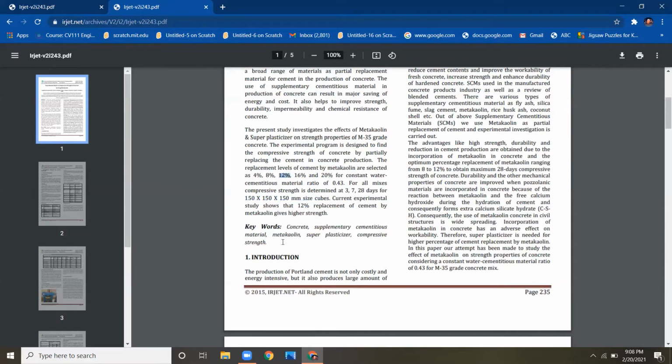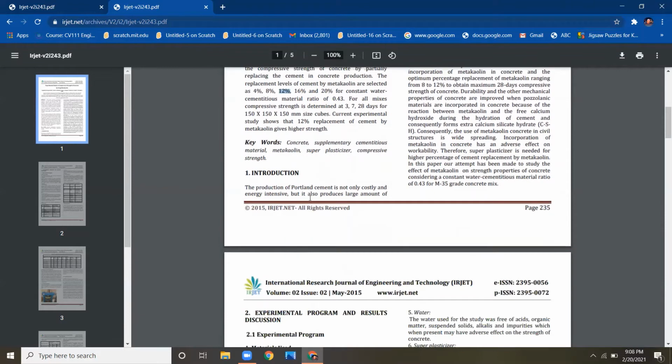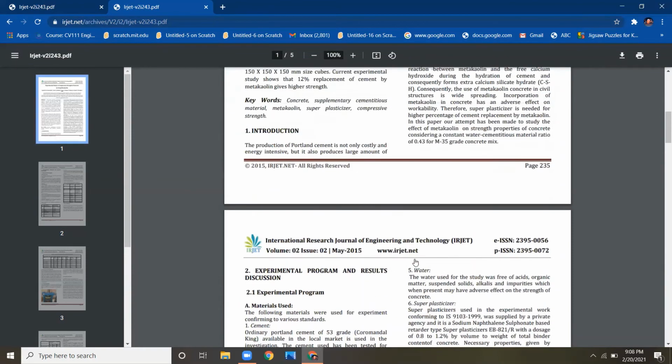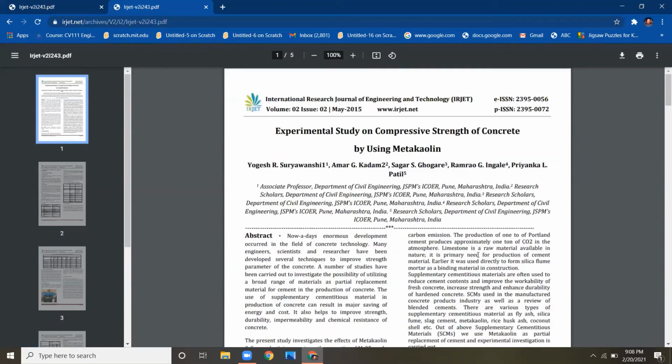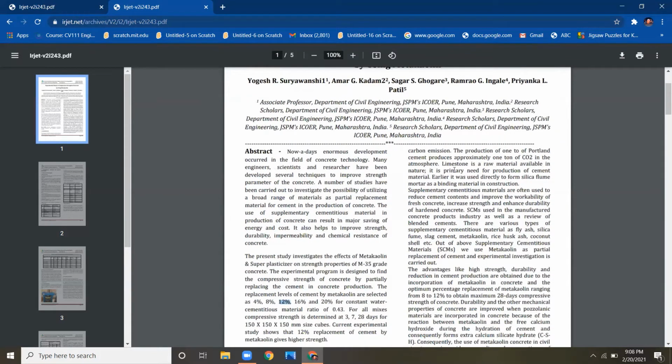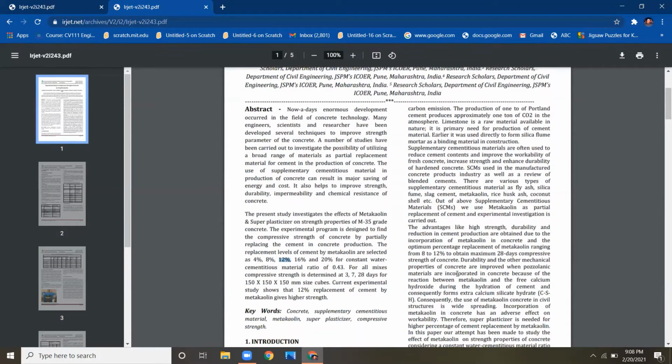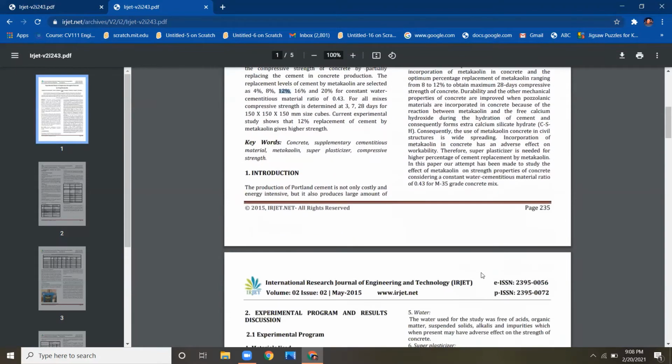So these are the keywords, and now we are moving toward the introduction, and which type of cement they have taken. Portland cement is not only costly and energy intensive, but it is also a very large carbon emitter. The production of 1 ton of Portland cement produces around 1 ton of carbon dioxide in the atmosphere. Limestone is a raw material, the primary need for production of cement. Anyways, this is the introduction. You have to read it yourself.